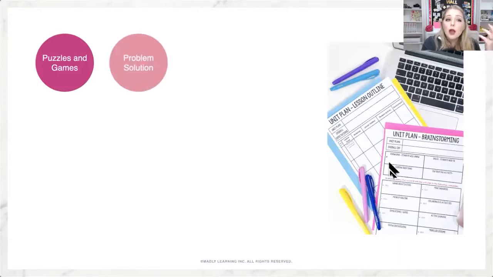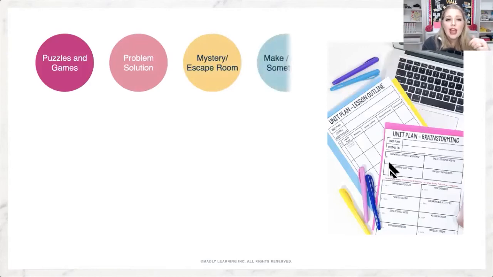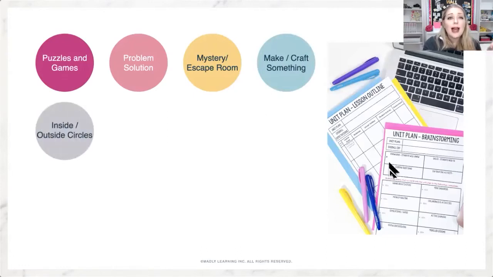You can look at problems and solutions and have students think of what the problem is and what a possible solution could be. You can use a mystery or escape room type activities to get students to put difficult concepts together. You can have them make or craft something that is a model of a concept that you're teaching. You can use inside-outside circles to have them collaborating and really engaged in accountable talk.